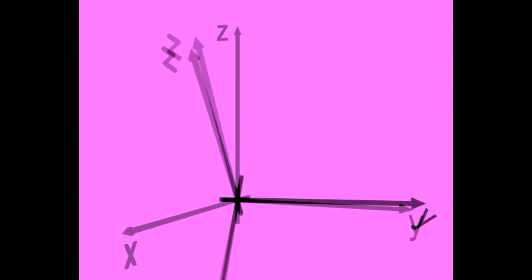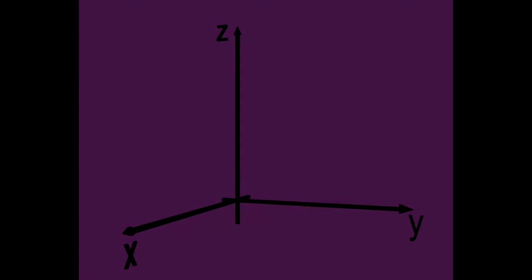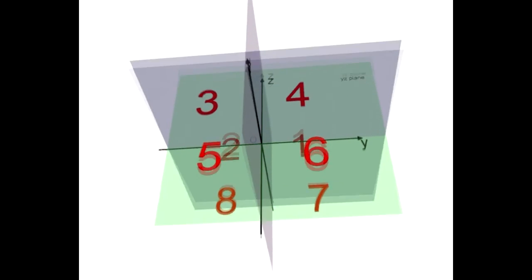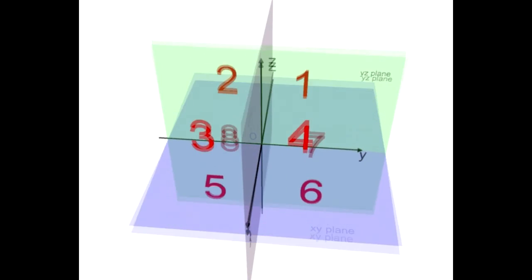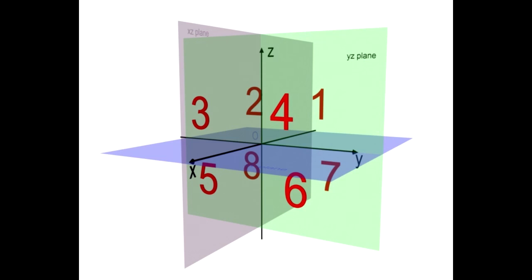However, in mathematics, the axes are drawn with the z-axis pointing upwards, the y-axis pointing to your right, and the x-axis pointing towards you. In two-dimensional geometry, the x and y axes divide the xy plane into four regions. In three-dimensional analytic geometry, the planes xy, xz, and yz divide the space into 8 regions.